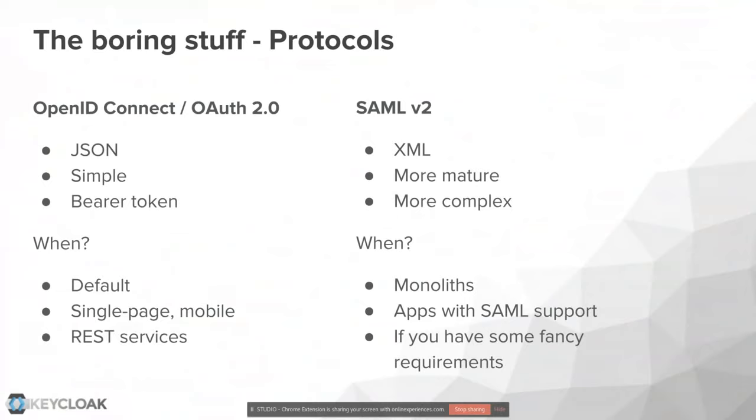So how do you choose which one to use? Well, if you don't know, you should use OpenID Connect. It's just simpler to deal with, and it fits the modern needs better. If you have a single-page application, or mobile applications, or REST services and APIs, then you want to be using OpenID Connect. SAML, on the other hand, works well for monolithic applications. It also works really well if your applications or third-party applications already have SAML support built in. And there may also be some corner cases where you have some fancy requirements that OpenID Connect just doesn't cover yet.